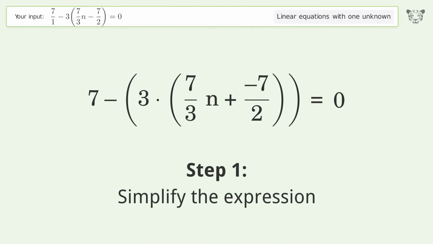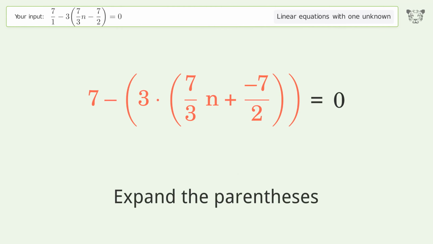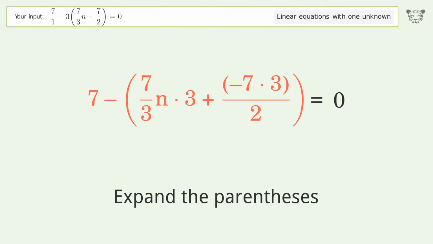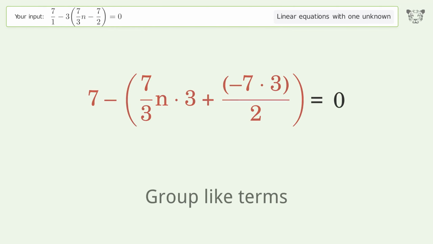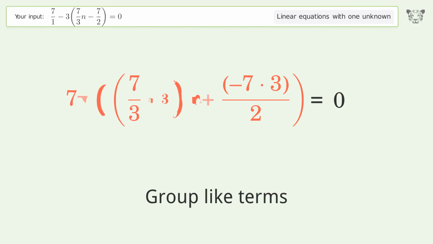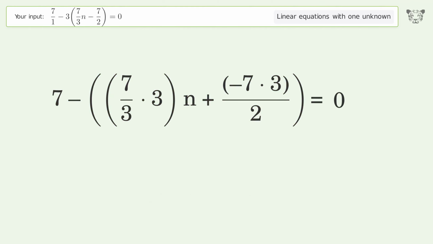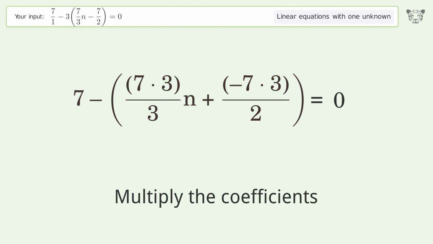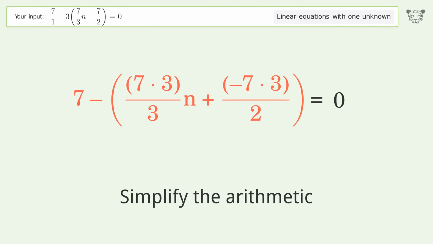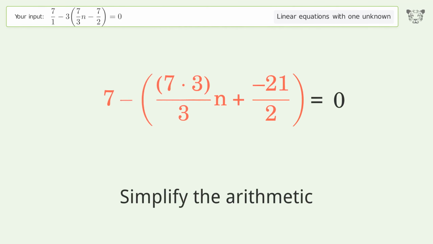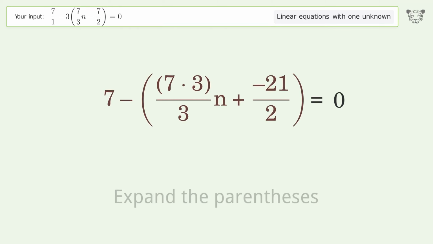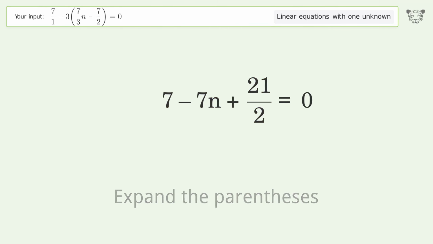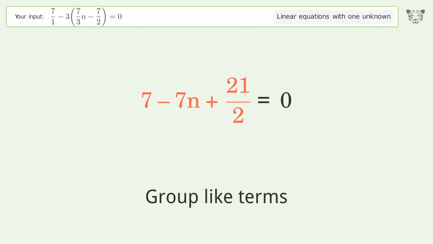Simplify the expression. Expand the parentheses. Group like terms. Multiply the coefficients. Simplify the arithmetic. Expand the parentheses. Group like terms.